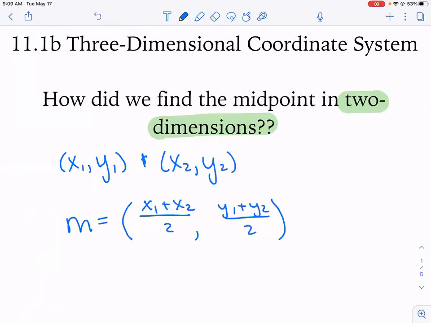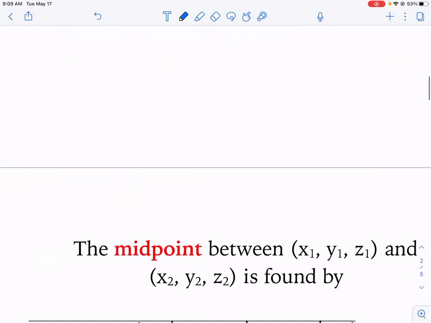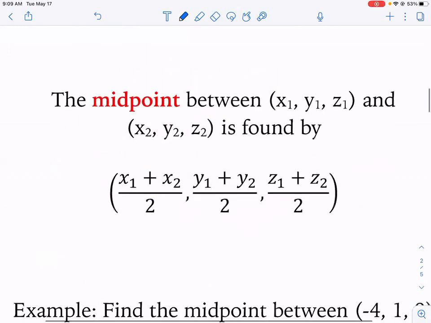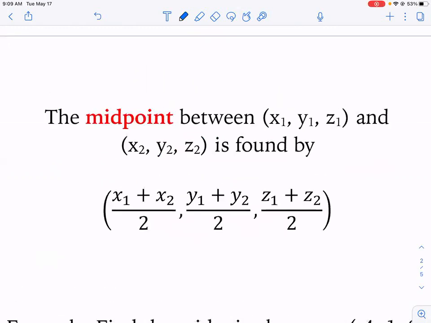Okay, so we're talking about a midpoint. We're talking about the average of the x's, the average of the y's, okay? So if we are in 3 dimensions, it's not going to be any different, except for the fact that we have a 3rd dimension. We're still going to find the average of the x's, the average of the y's, and then additionally, average of the z's.